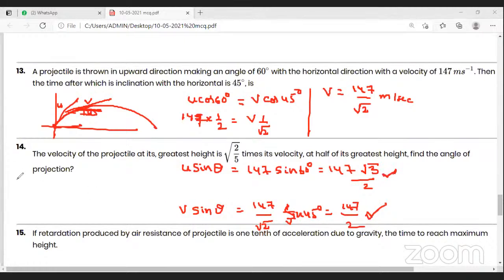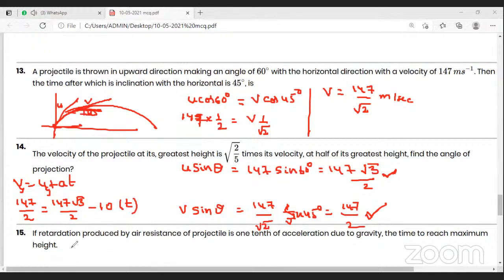Which formula can we use to calculate that? V equal to U plus at. V is how much? 147 by 2. And U, the initial velocity, only the y components you have to consider: 147 root 3 by 2. While the particle is moving up, what is the acceleration? Minus g, into t. So the t value only you have to find.